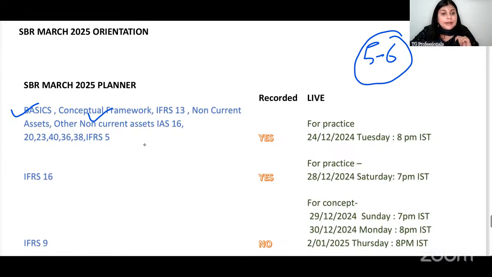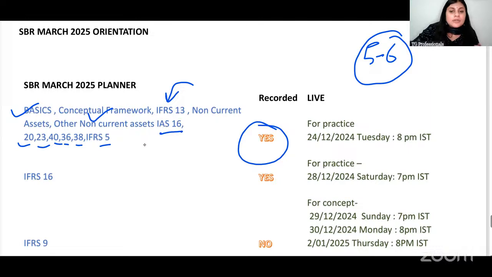Then IFRS 13, fair value measurement. Fair value is the current value. For many assets and liabilities, how do you get their fair value? That is told to you in IFRS 13. Then non-current assets include IAS 16, 20, 23, 40, 36, 38, and IFRS 5. So basically property, plant and equipment, government grants, borrowing costs, investment property, impairment, intangible assets, and non-current assets held for sale. All these standards you might have heard in FR, but don't worry if you have not heard about them in FR, if you have not given FR, anyways, we are going to teach them from scratch. So you will do these standards from recorded sessions.